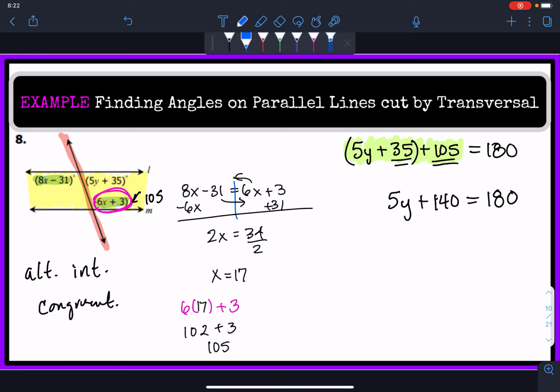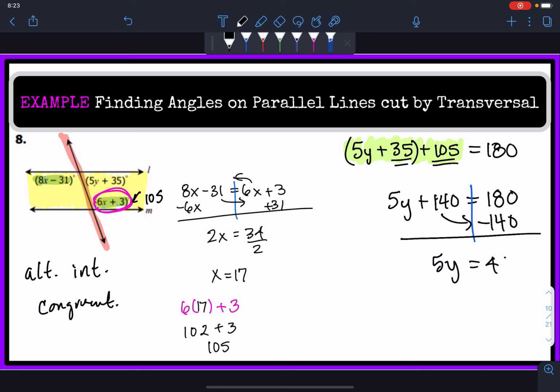Now I'm going to do the letters to the left, numbers to the right. So that moves this over here, making it negative 140. So 5y is equal to 40, and the value of y is equal to 8. So here are the two values for my unknowns. The value of x is equal to 17 and the value of y is equal to 8.